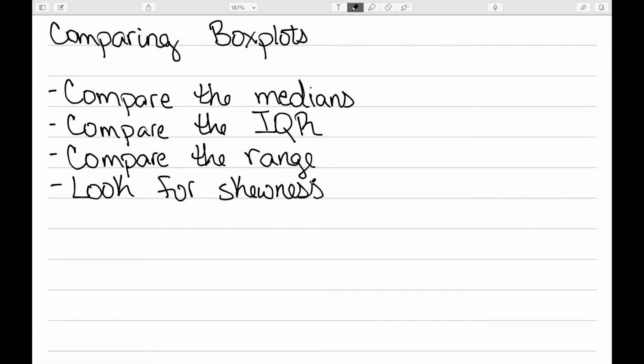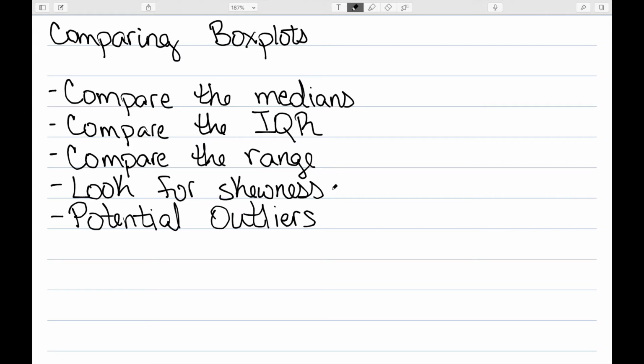We want to look for signs of skewness, if our data is symmetric or not. If it's not symmetric, does each of my box plots show the same kind of asymmetry? And we also want to look for potential outliers, and outliers tend to be marked in a box plot by a point to let us know that it is an actual outlier.